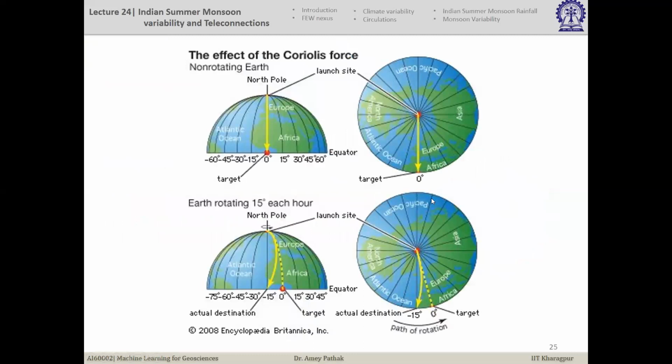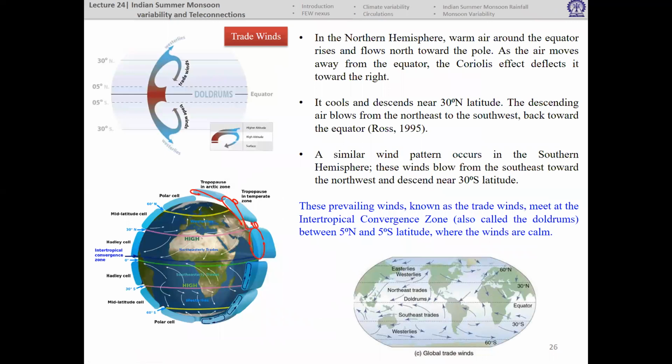This figure shows the same thing. This is a non-rotating Earth, so the particle comes directly from high pressure to low pressure. But in the case of a rotating Earth, it gets deflected in this direction.